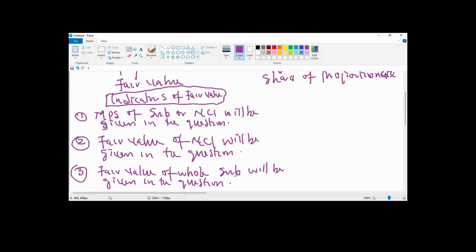Students used to mix that and this up. This one will say fair value of NCI. This one will say fair value of the whole. You will mention the name of the subsidiary. For example, let me show you.